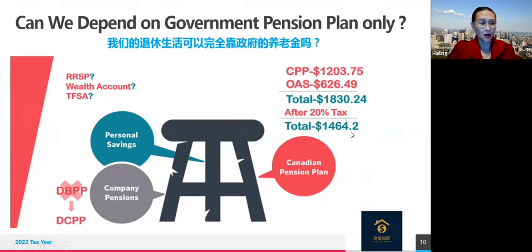So consider the inflation. With food prices rising, it's really not sufficient, right? So we say, well, the government pension is not enough. Now, what can I do?